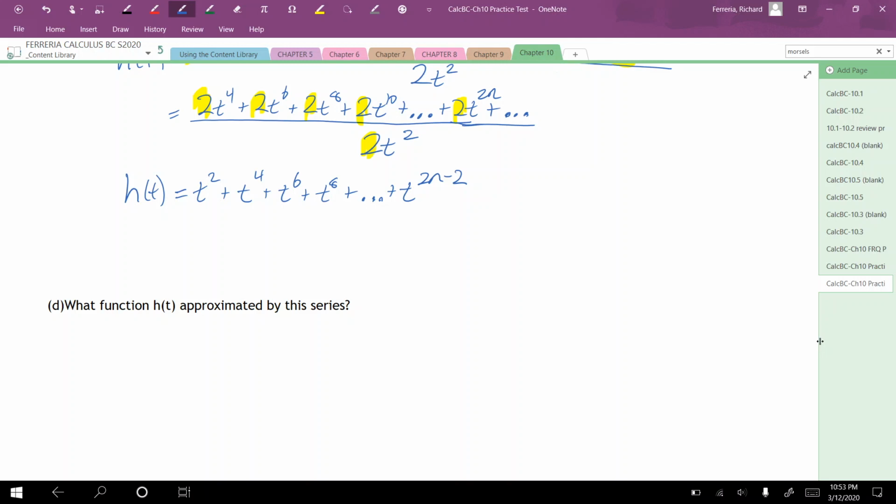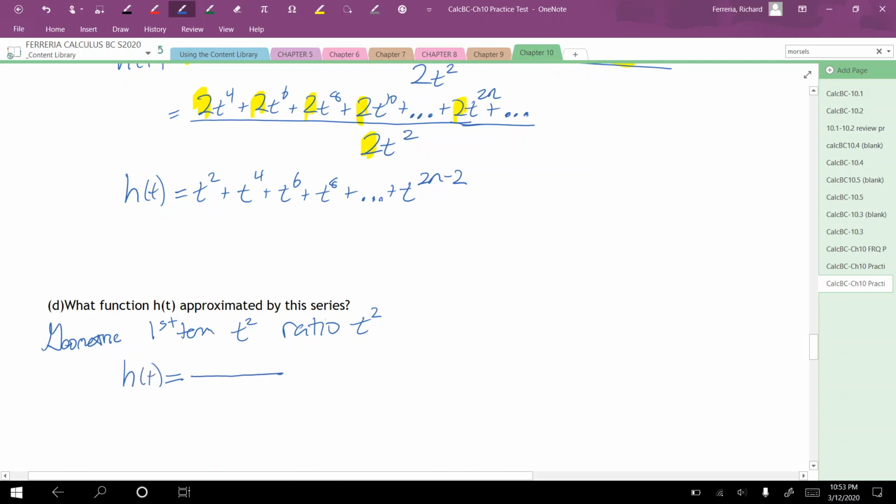This one here looks geometric. First term, should write the word geometric. First term is a t squared, and that repeated ratio is also t squared. Ooh, that's nice. So the sum of the series h of t is a geometric sum, which is a over 1 minus r, which is t squared over 1 minus t squared. And we're done.